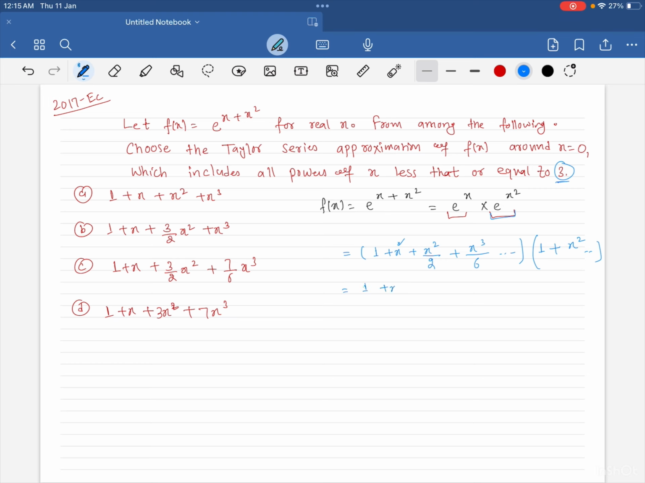That will be 1 plus x plus x square plus x cube plus x square divided by 2, and plus x to the power 4, no need to include that, plus x cube divided by 6, and again x to the power 5. It will be there in the series, but we need up to x to the power cube. So that will be 1 plus x plus 3x square divided by 2 plus 7x cube divided by 6. So the correct answer for this is option C.